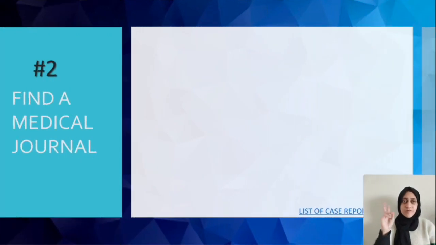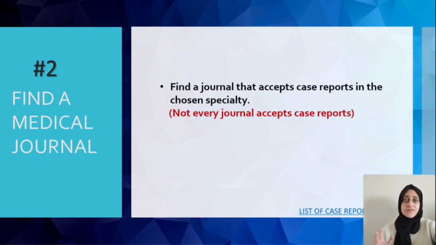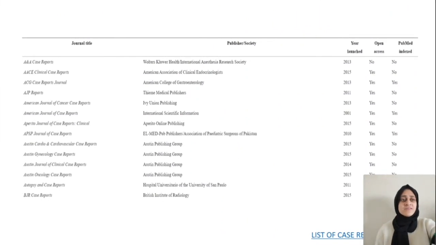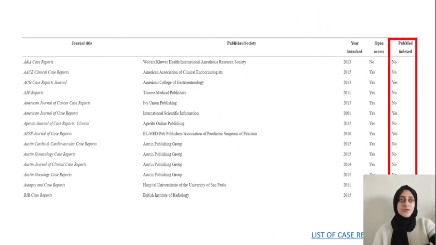Step number 2. Find a medical journal. Now, finding a medical journal is not only limited to finding a good medical journal with all the characteristics of double-blinded, peer-reviewed, indexed, but also a journal that accepts case reports. Now, this is to be taken note of, that not every journal accepts case reports. Okay, here's a little list of case report journals. Most of the journals do accept case reports but are not indexed. So that is also another factor to consider.